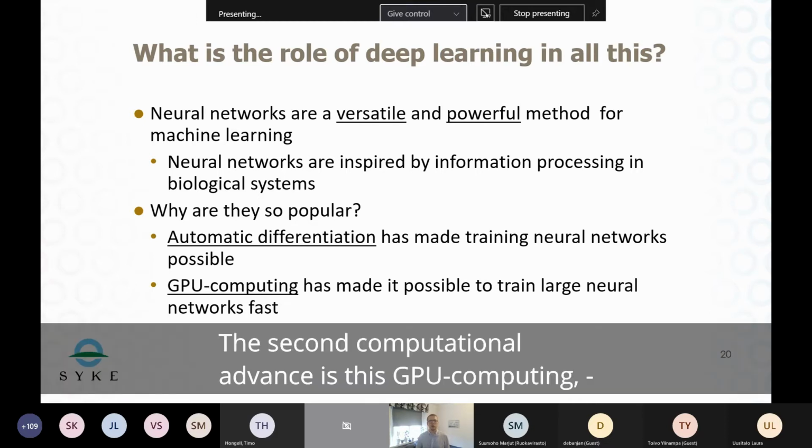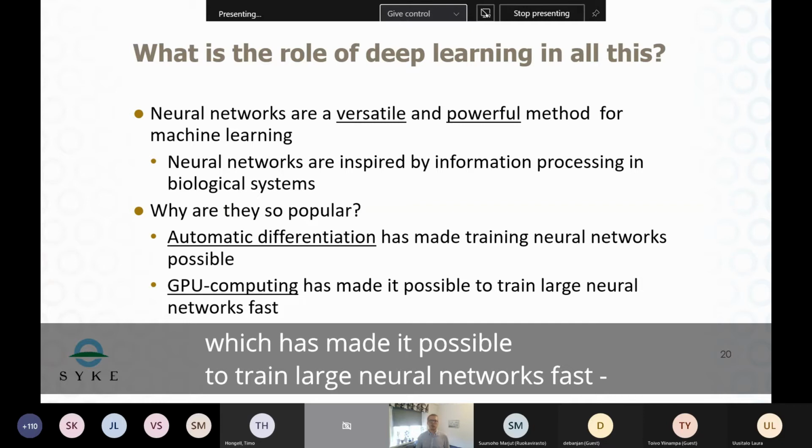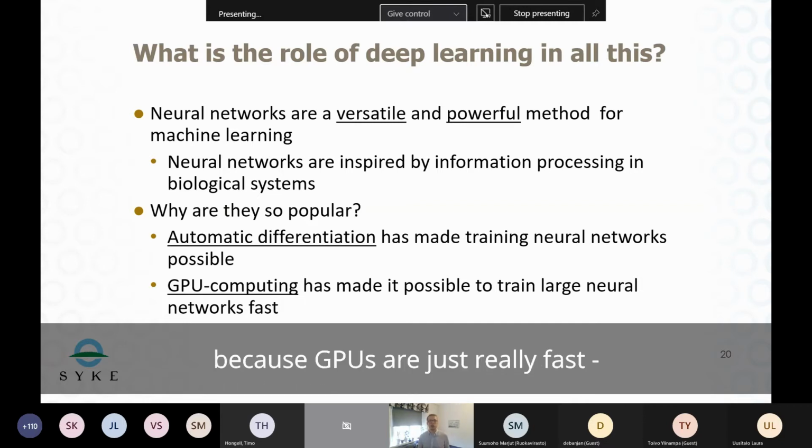And then the second computational advance is GPU computing, which has made it possible to train large neural networks fast. Because GPUs are just really fast at doing this automatic differentiation.